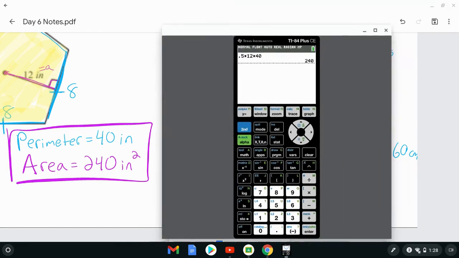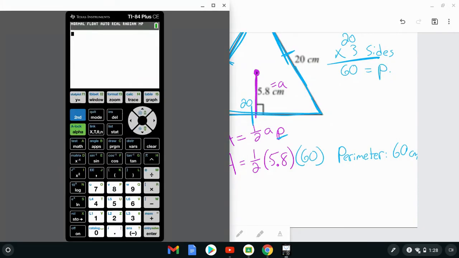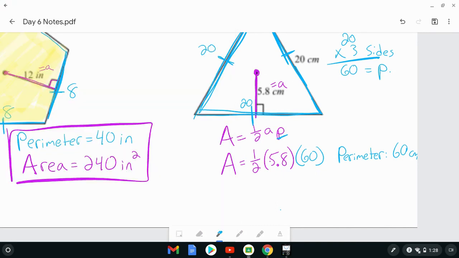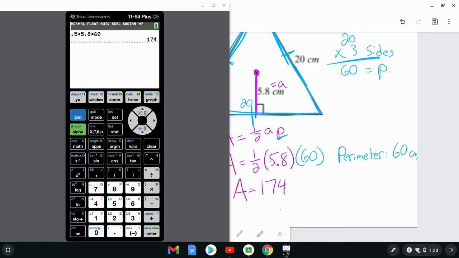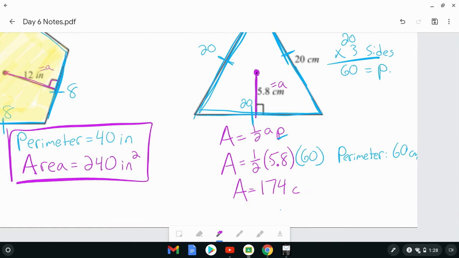And then we can just go ahead and plug this into our calculator. 0.5 times 5.8 times 60, and you end up with 174. So the area here is going to be 174, and that would be centimeters squared. Remember, that's because it's area. It's got to be in units squared.